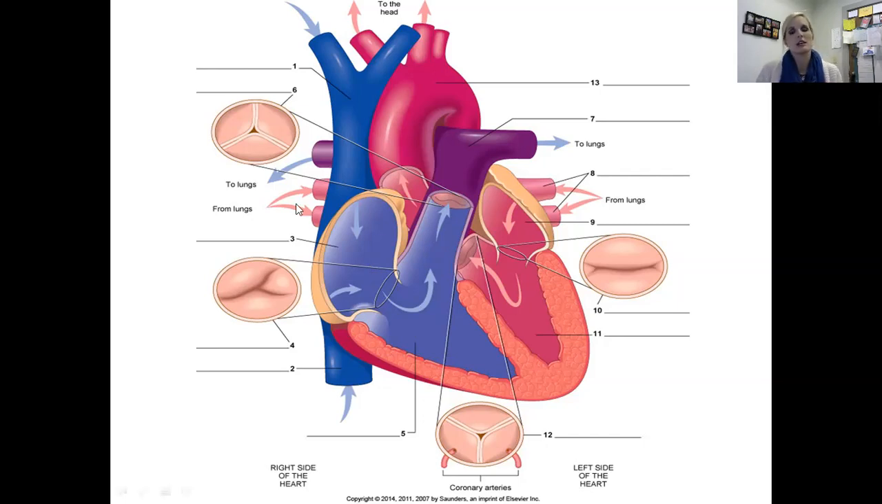This first valve is what's called the tricuspid valve. If you want an easier way to remember that, cusp means flap, and tri means, again, there are 3 of them. You can see there's 1, 2, 3 flaps that all open and then close like a door. So number 4 is the tricuspid valve. Everything is going to go through that tricuspid valve and down into the right ventricle.